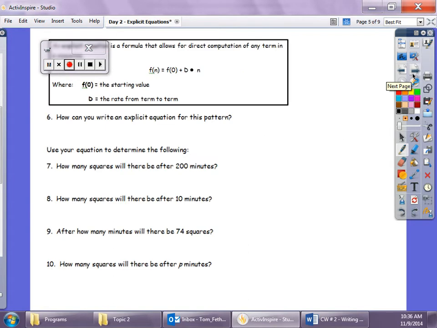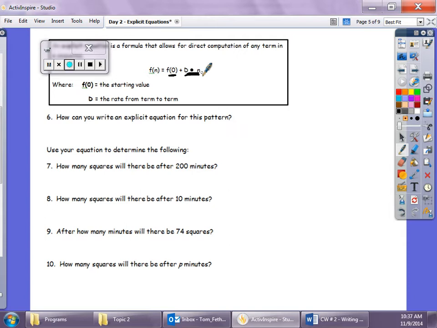This is our explicit formula. An explicit equation is a formula that allows for direct computation of any term in a sequence. So it's a direct computation, which means that you can directly get that number. And it's very similar to the other one, because we have our starting point, which is f of 0, but then we add d times n. The d is, once again, that common difference, and n is whatever step you're on.